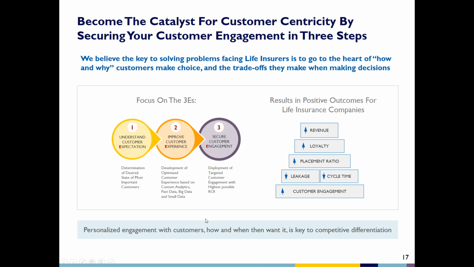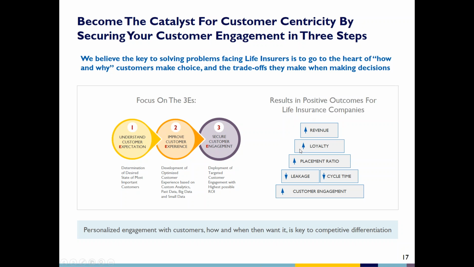Oftentimes the starting point is tactical, with sales and operations. How do we reduce leakage in the funnel? How do we reduce cycle time? How do we improve placement rates? Improve loyalty, and obviously we are all interested in the top of the pyramid here, which is generating more value, creating greater revenue. But unless you know how to engage your customers in the most meaningful way, a lot of this remains suboptimal. So the starting point in our mind, and we tackle not just customer engagement, we tackle every aspect of what you see here in the pyramid to value creation.